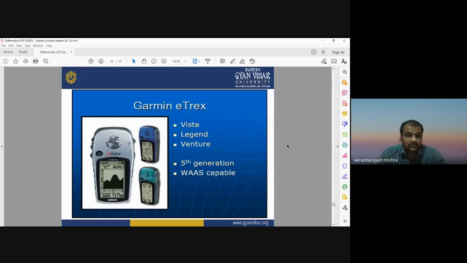Trimble is there, then Leica is there. There are several companies manufacturing GPS receivers, but they differ in cost. Whatever GPS you want, depending on its accuracy, you will have a different price for different GPS receivers.